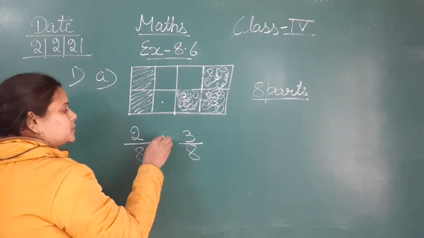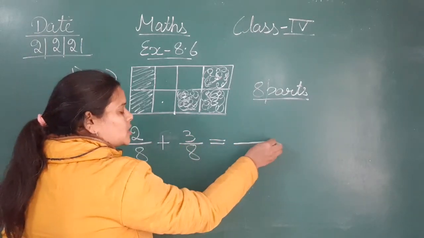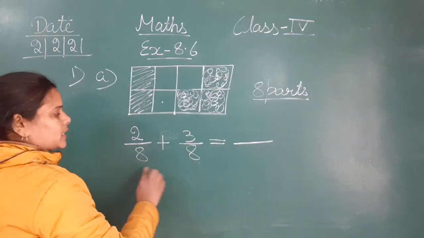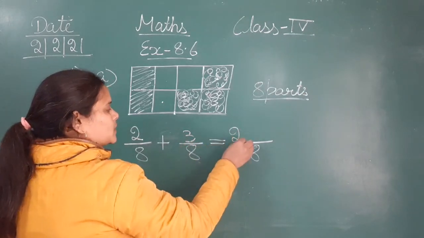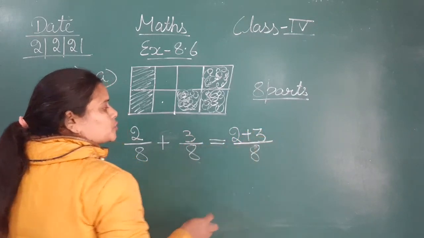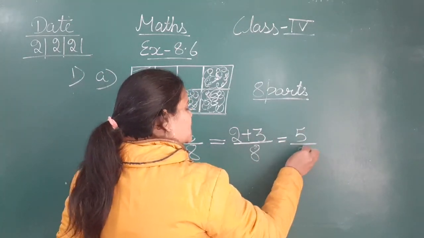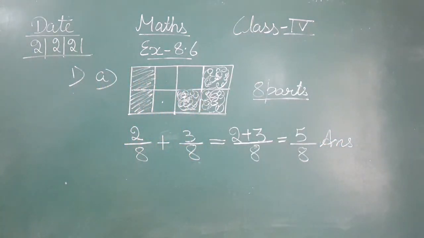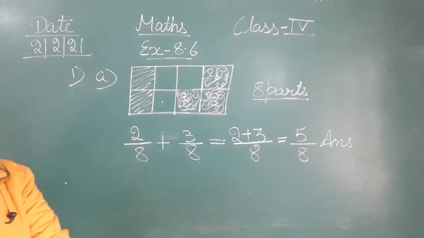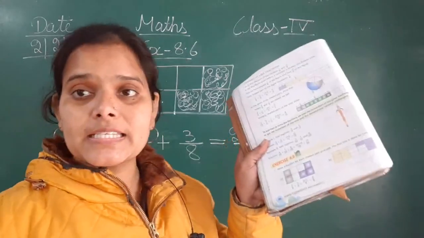So let's add them both. Just add them by taking the common denominator. The common denominator for both is 8. Now let's add the numerators, that is 2 plus 3. 2 plus 3 is 5. The denominator is 8. So therefore the fraction of shaded part is 5 upon 8. Okay beta, this is how we are going to do question number 1 from exercise 8.6.